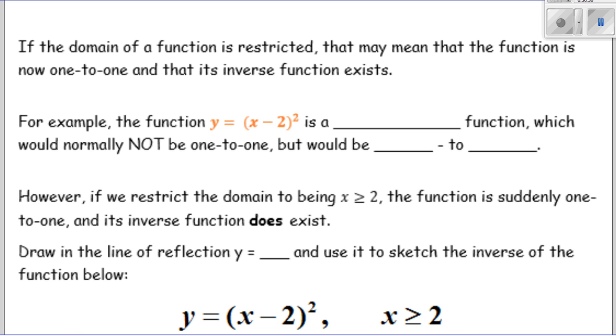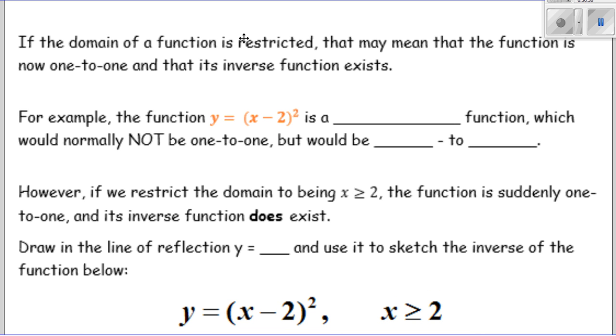Okay, let's get through the next 2 pages. Remember I was talking about the domain: a way we can make a function that's not one-to-one suddenly have an inverse that exists is to restrict its domain. Like the parabola, if we said a parabola but from this point onwards, then it might become one-to-one, and that means its inverse function exists. That's the whole point of deciding whether these functions are one-to-one or not: it's deciding whether their inverse function actually exists.